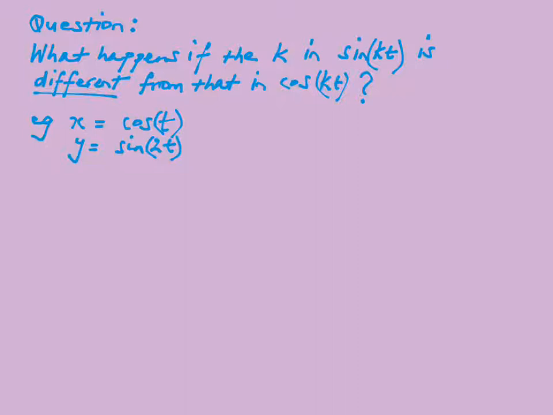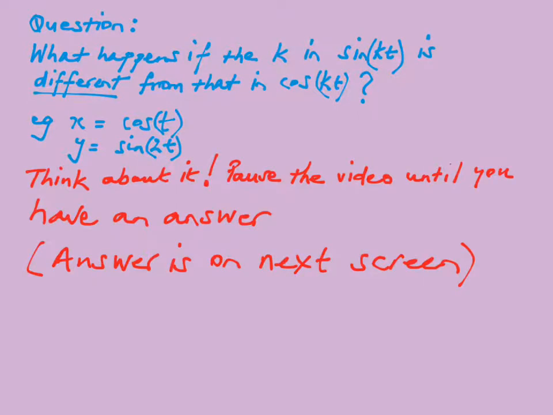Okay, if x was cos of t and y was sine of 2t, that's not necessarily a circle at all, is it? Because if x is cos t and it takes a certain amount of time to do one period, and y is sine 2t, which means it's going twice as fast, that means in the time that cos takes to do a half of its thing, sine's already done all of its. So that means sine would be doing 2 periods when cos would be doing 1. I think. Think about it. Pause the video until you have an answer. The answer is on the next screen.